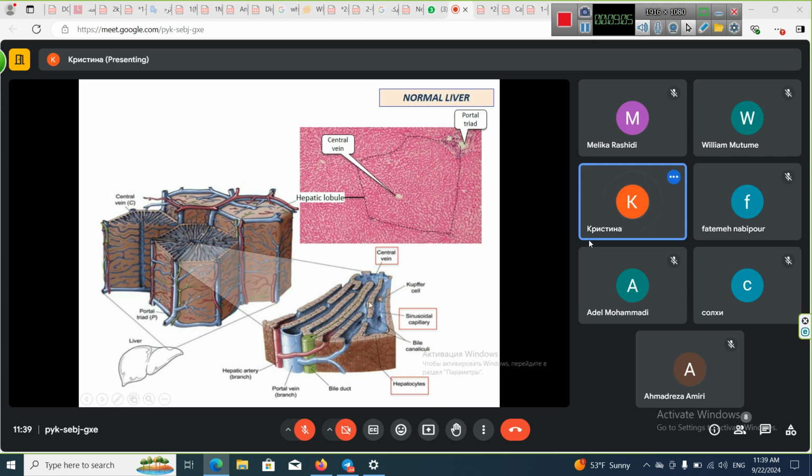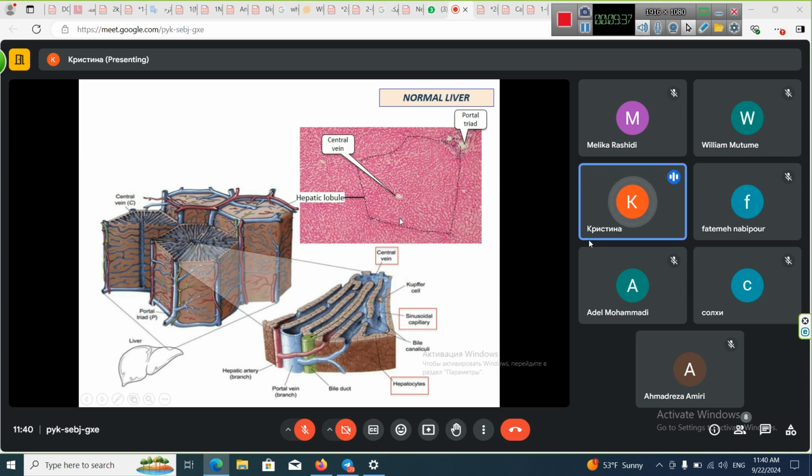So if we look at the hepatic lobule, we see that from the periphery to the center run the trabeculae of hepatocytes and the sinusoidal capillaries which separate them. The same is seen in histological preparation. You see more darker red lines and more lighter areas. More darker red areas are corresponding to hepatocytes, and between them lighter spaces are sinusoidal capillaries.